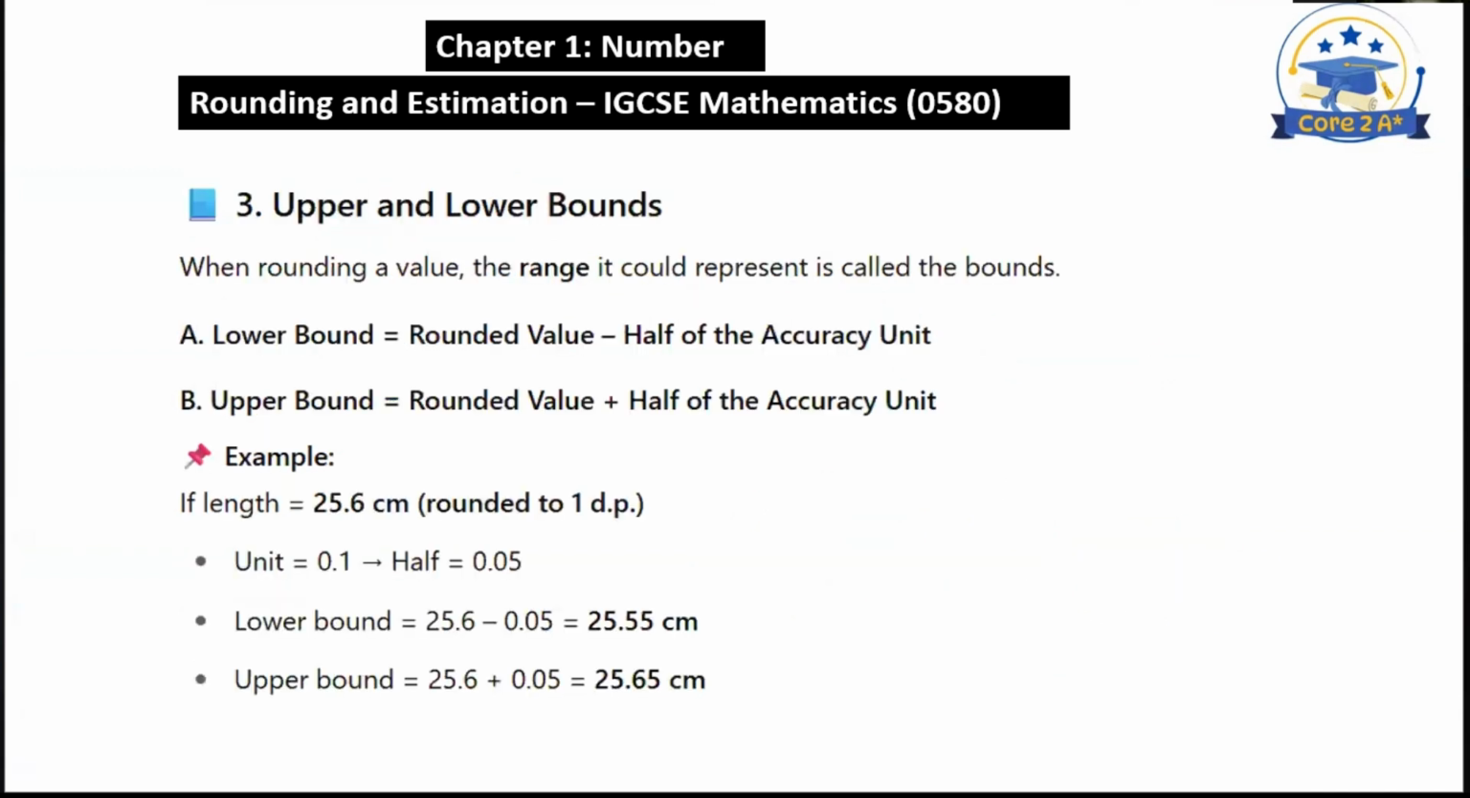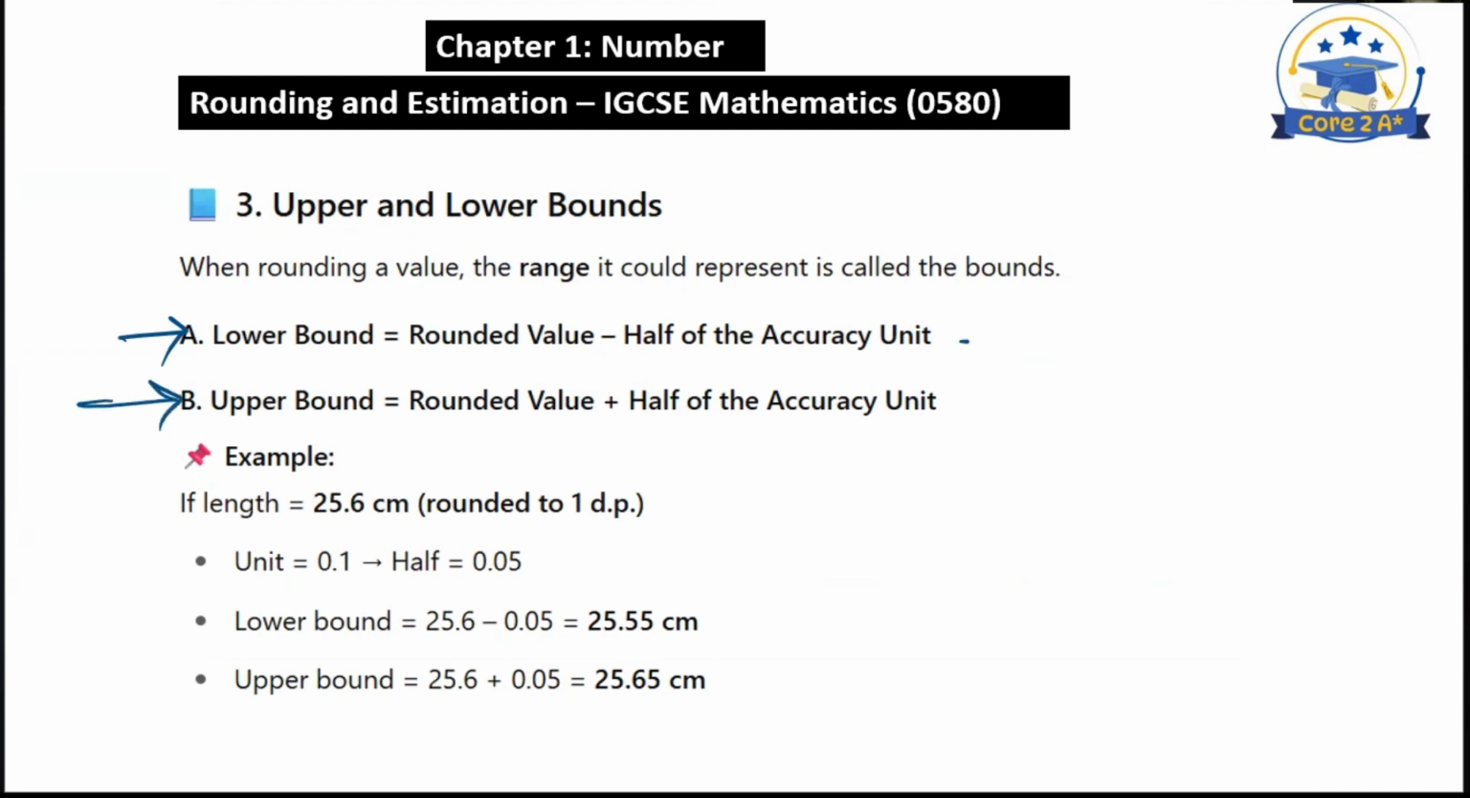Now, the next subtopic: upper and lower bound. So what do you mean by upper and lower bound? When rounding a value, the range it could represent is called the bounds. First, lower bounds. How to find lower bounds? Take the rounded value, and then we have to subtract half of the accuracy unit.